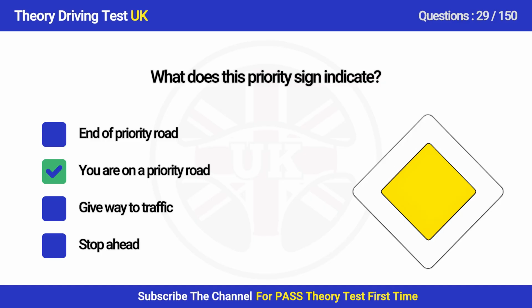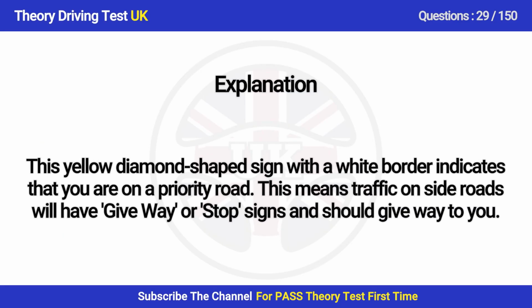Answer is B. You are on a priority road. This yellow sign with a white border indicates that you are on a priority road. This means traffic on side roads will have give way or stop signs and should give way to you.